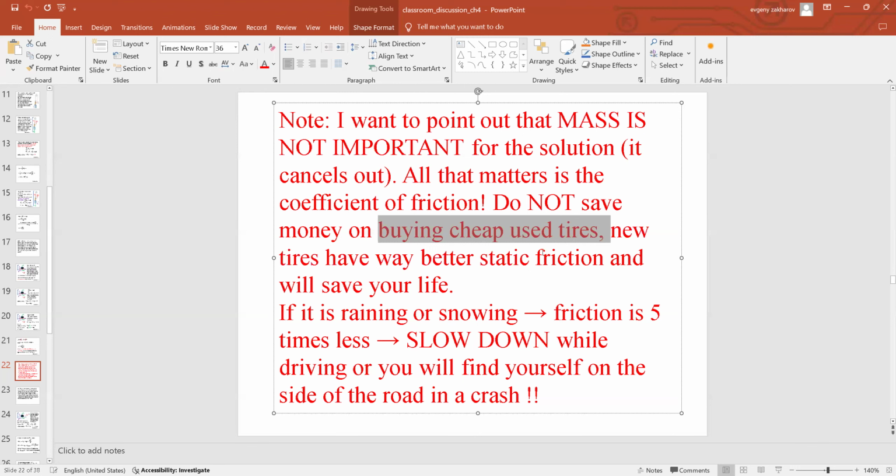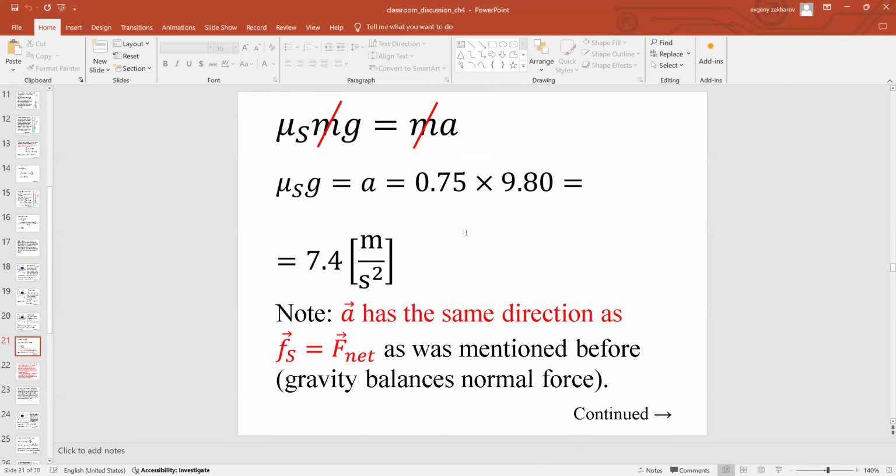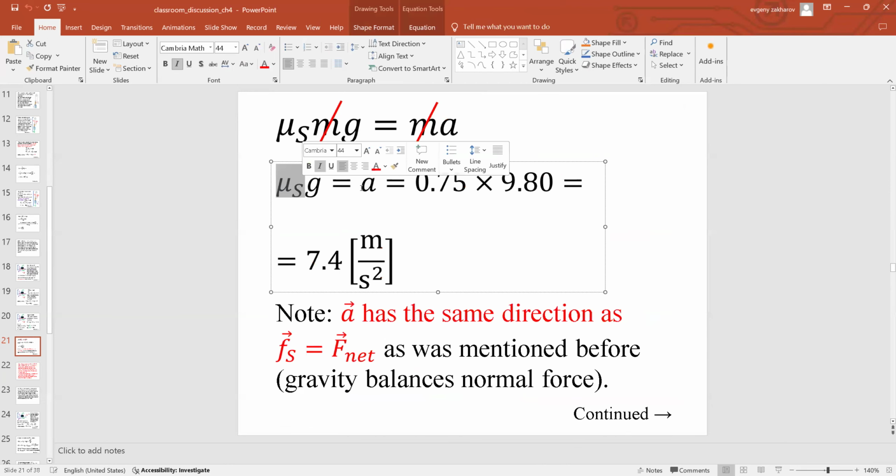And if you're wearing used tires that are not good, used tires don't have a good coefficient of friction. So if they don't have a good coefficient of friction, that acceleration is going to be less. I mean, it will take more time for you to slow down. And if there is a Lamborghini in front of you, you're going to hit that Lamborghini and it's going to cost you an arm and a leg to fix that car after the accident.